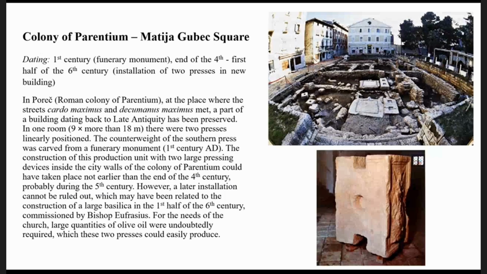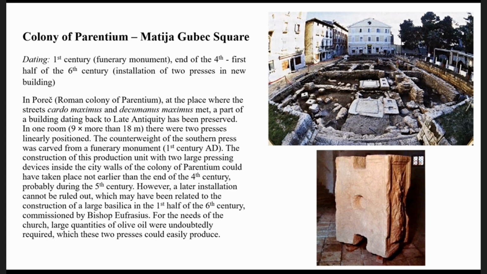Now we are moving to the colony of Parentium, today's city of Poreč, also in Istria. On the exact spot where the Cardo Maximus and Decumanus Maximus met, right in the center of the colony, a new building was constructed in late antiquity, probably in the 5th century, maybe the beginning of the 6th. The dating is not very clear.